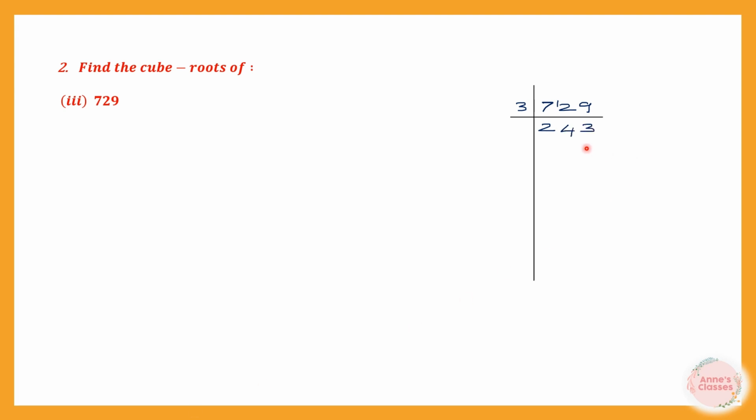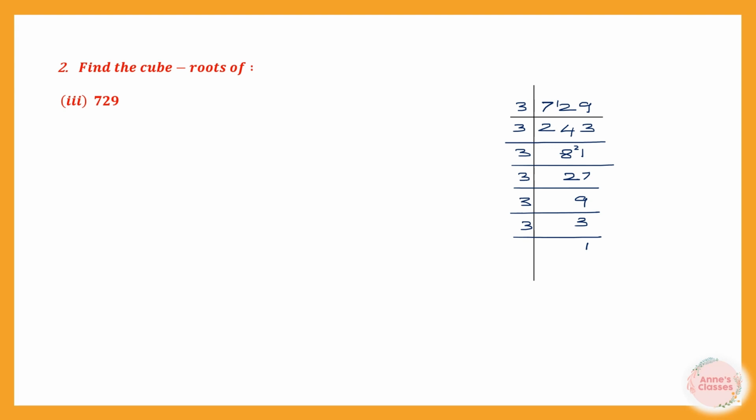Is this divisible by 3? Let's add it up. 2 plus 4 is 6. 6 plus 3 is 9. Yes, 9 is in the tables of 3. That means we can do this. 3 eighths are 24. 3 ones are 3. This is divisible again. 3 twos are 6. 7 eighths is 2 left, 21. 3 sevens are 21. Then we have 3. 3 nines are 27. 3 threes are 9. 3 ones are 3.